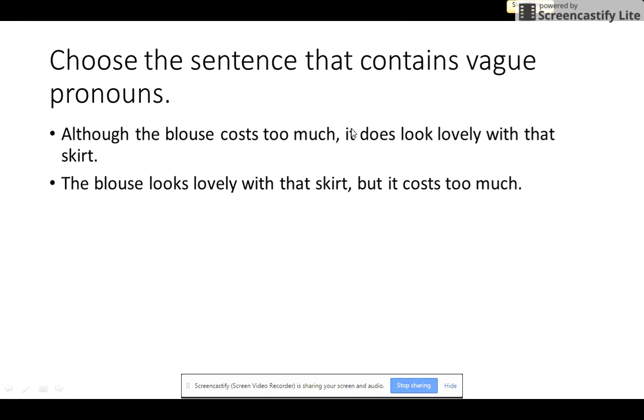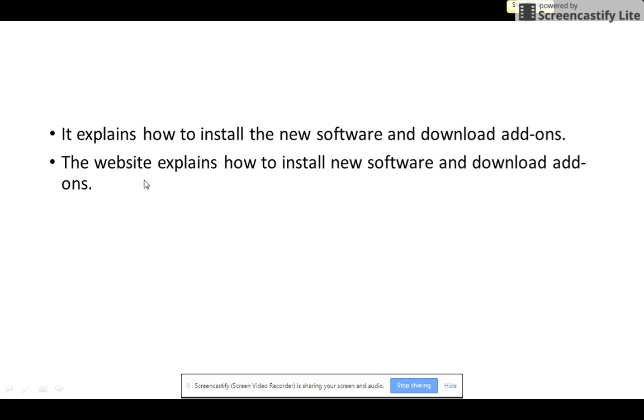And the trick to this is we need to ask ourselves, do we know what it is? So, although the blouse costs too much, it does look lovely with that skirt. Okay, that it, we know, refers to blouse. So this sentence looks good. Let's check this sentence out. The blouse looks lovely with that skirt, but it costs too much. Again, we have it. This time, I don't know what it is. It could be the skirt. It could be the blouse. We don't know what costs too much. This sentence is vague. This is an unclear sentence.